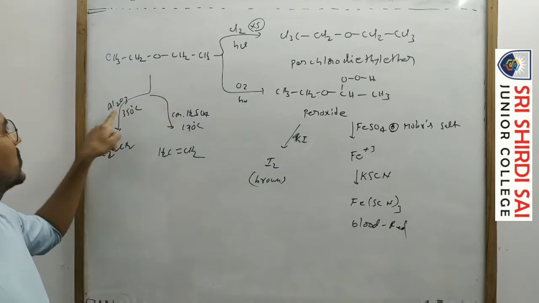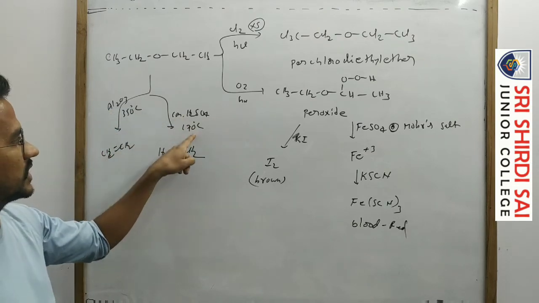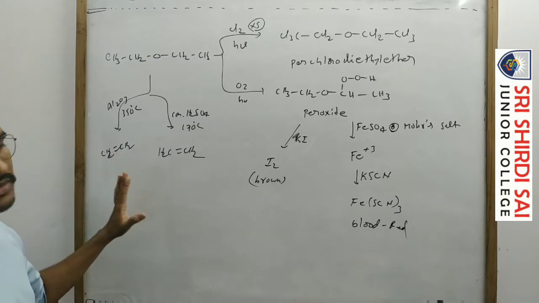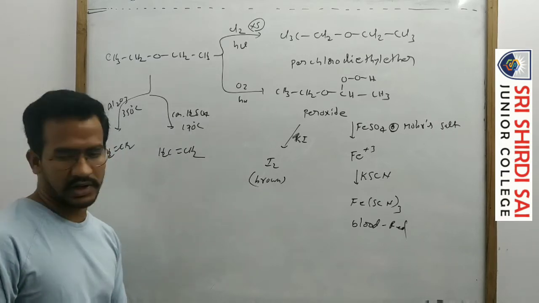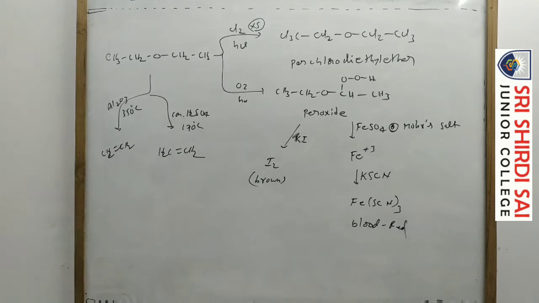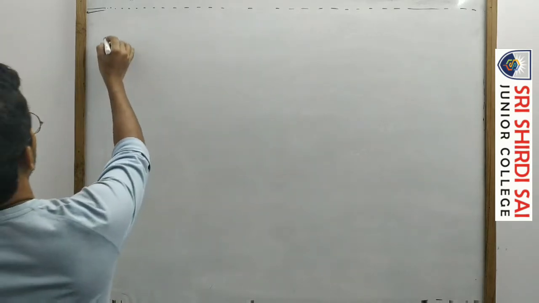Now, diethyl ether on heating with Al2O3 at 350 degrees centigrade or concentrated H2SO4 at 170 degrees centigrade produces ethene. Okay, a dehydration reaction. Okay, there are some chemical reactions. Write down this.